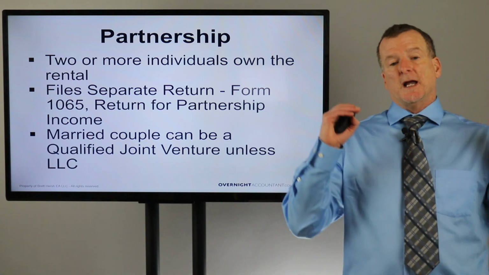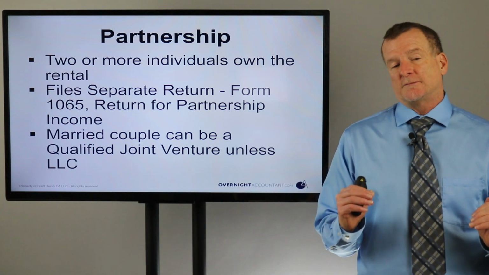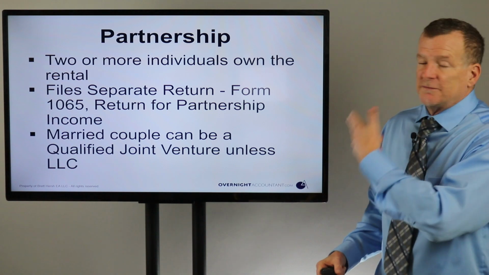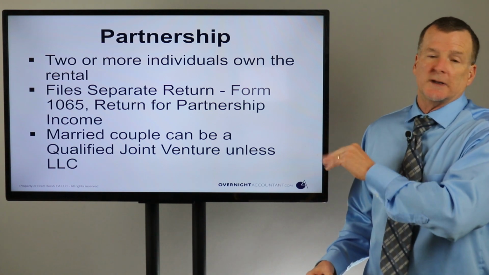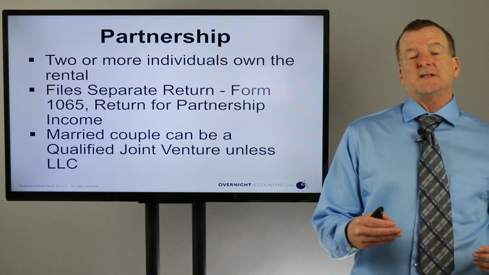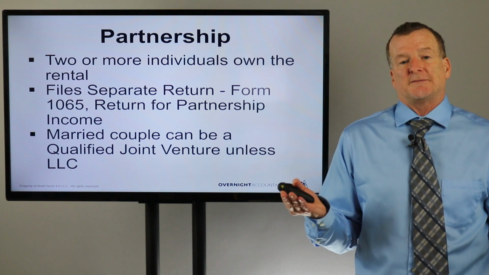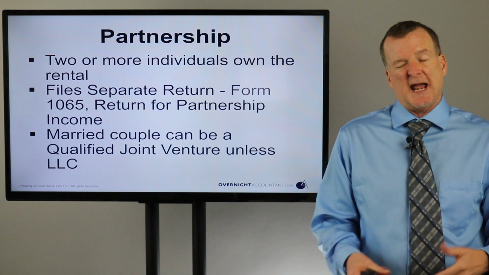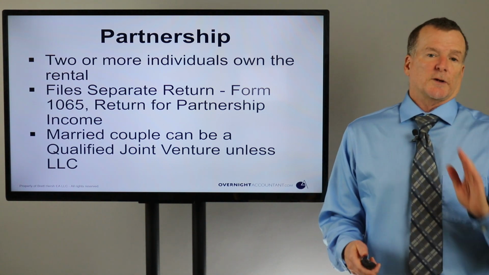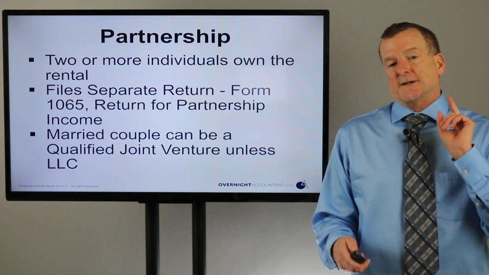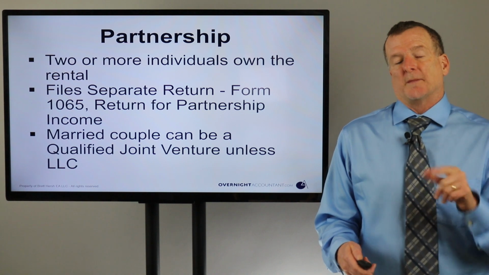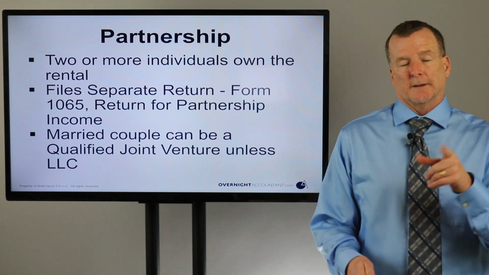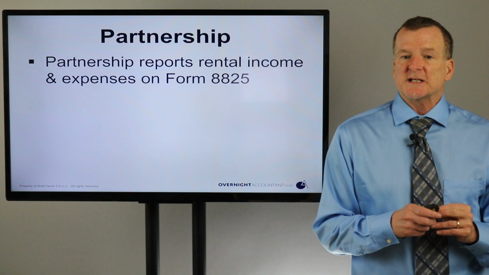However, if you're a married couple, you can form what's called a qualified joint venture. You don't really form it, you just treat it like that. That basically means you don't have to file a partnership return. You can each file a separate Schedule E and break it down in half. That's basically how it works on your personal return. But you have to be married to do it, and if you form an LLC, guess what? No more. You're a partnership. Okay, let's move forward here.